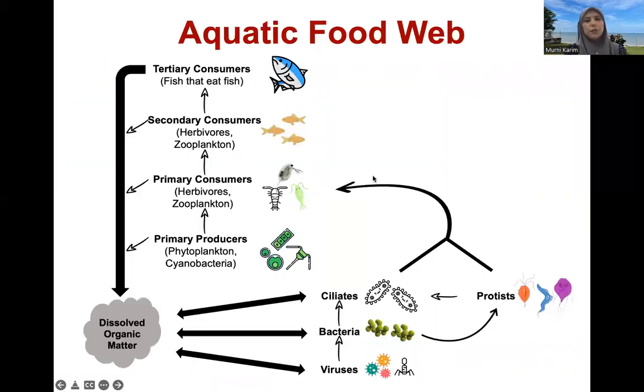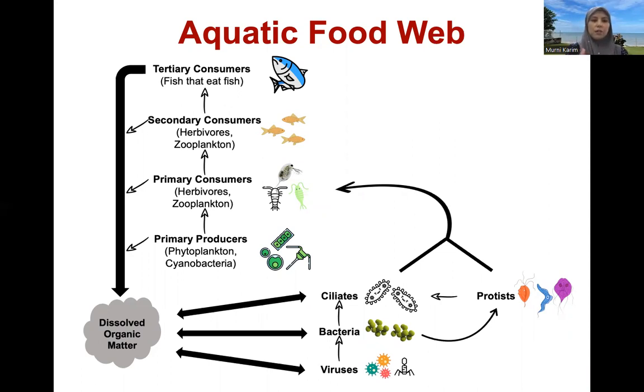Okay. So for the aquatic food web, in the aquatic ecosystem, there are primary producers, such as phytoplankton and cyanobacteria. And then these primary producers are consumed by the primary consumers, herbivores and zooplankton. So the herbivores and zooplankton consist of protista, ciliates, bacteria and viruses. And then there are secondary consumers, organisms that are also herbivores and zooplankton. And also the tertiary consumer is the fish that eats the fish.